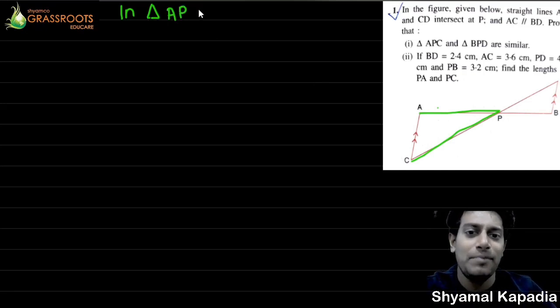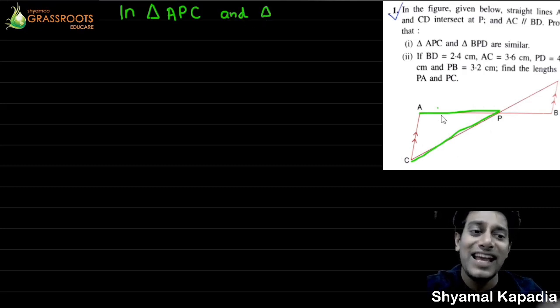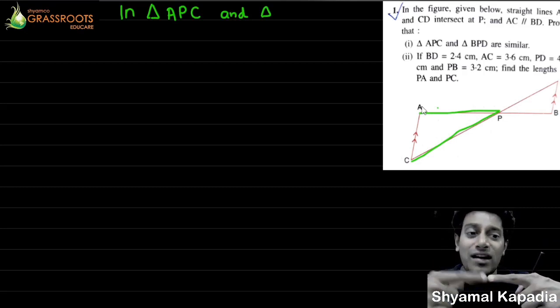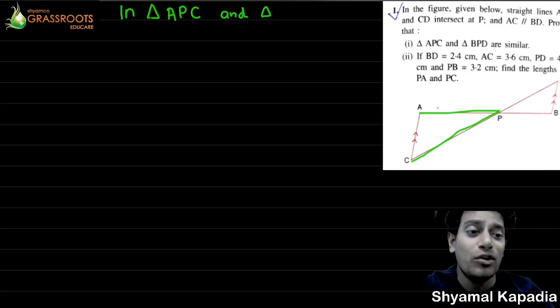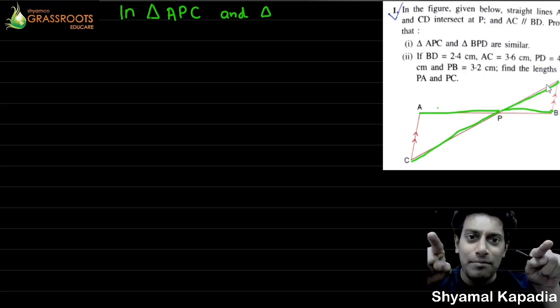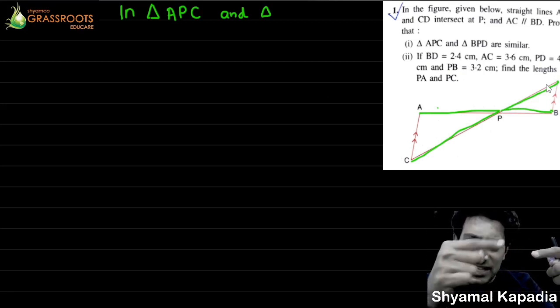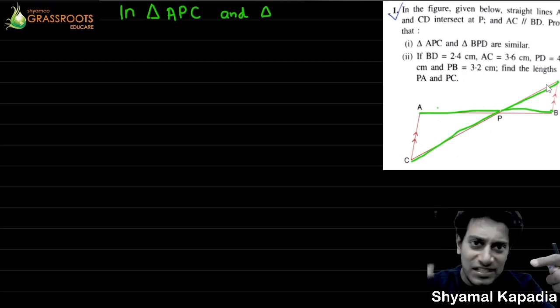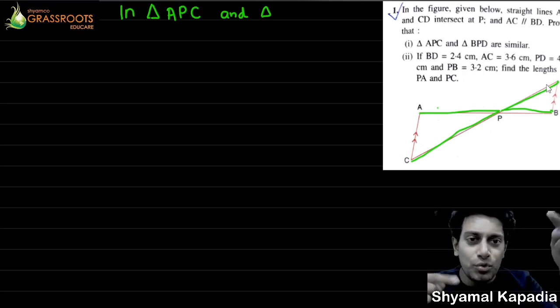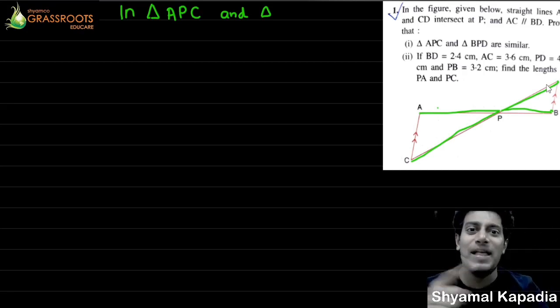In triangle APC and triangle A के सामने कौन है? Like Clash of Clans. Who is against A? A के सामने कौन है? B. So can I say it is going to be BPD? So if you are taking A, सामने आएगा B. So APC, it will be BPD. They are going opposites. That's how you have to name.